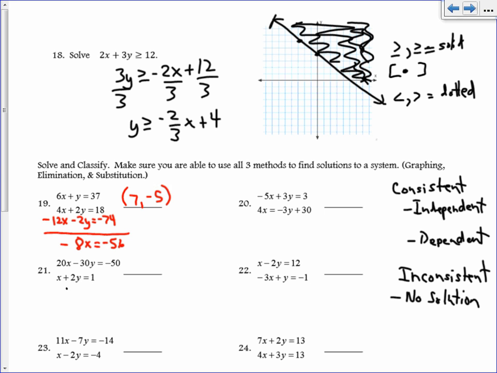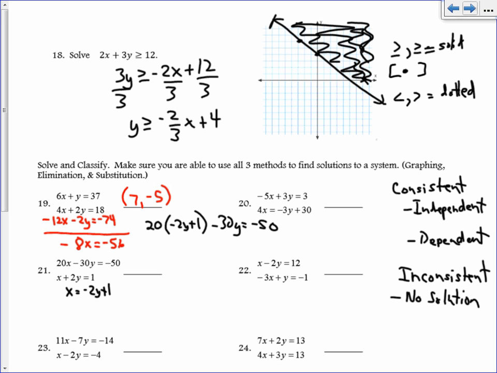To me, I might take this one and do x equals negative 2y plus 1. So if I take that negative 2y plus 1 and put it up there, I get 20 times negative 2y plus 1 minus 30y equals negative 50.